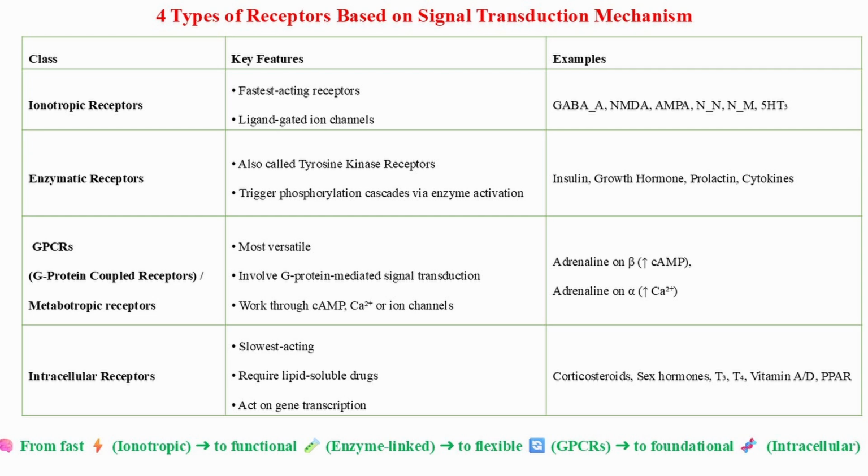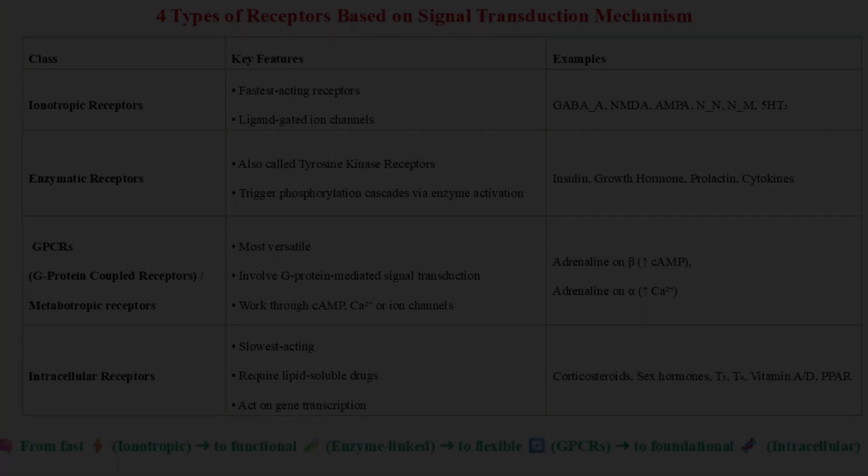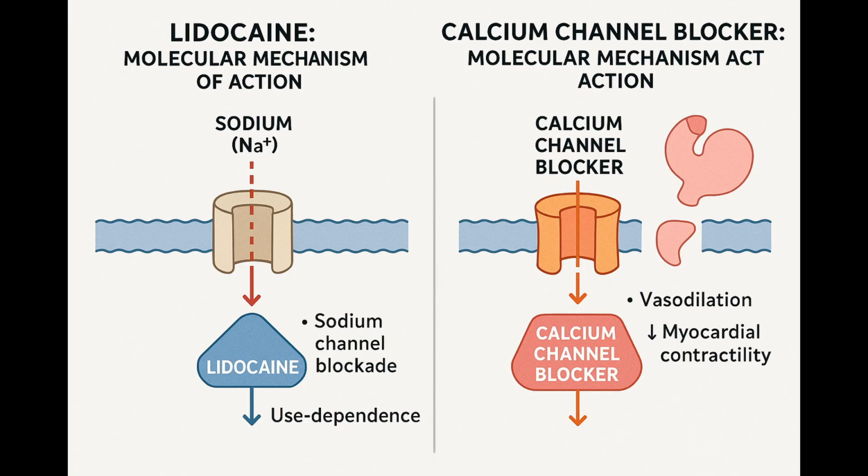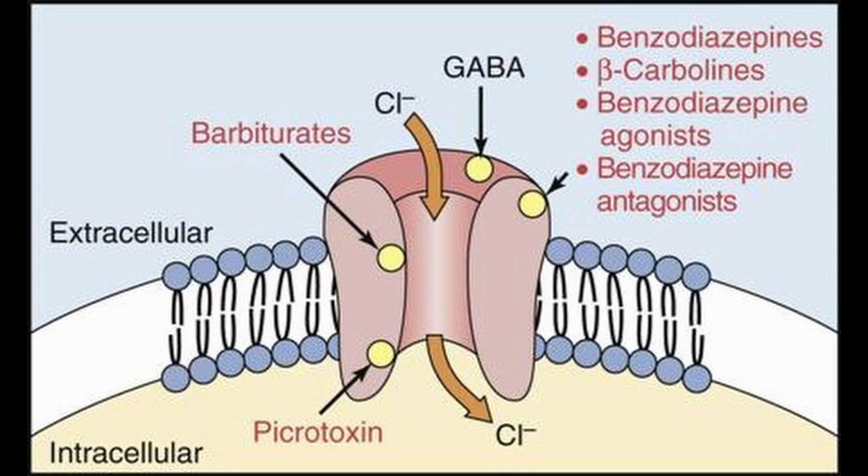There are 4 main classes, each with their own unique superpower. Let's meet them one by one. The first one is ionic receptors. These are the fastest guns in the town. They are ligand-gated ion channels, meaning as soon as the drug binds, the channel pops open, letting the ions rush in or out. These are the fastest reactions, like a nerve impulse and muscle movements happening through these guys. Examples are GABA A receptors, serotonin receptors and nicotinic receptors.